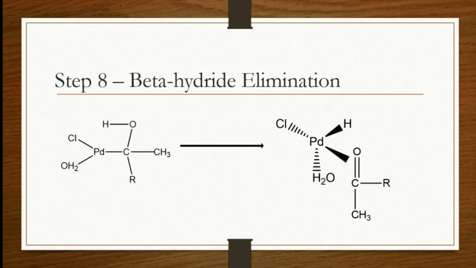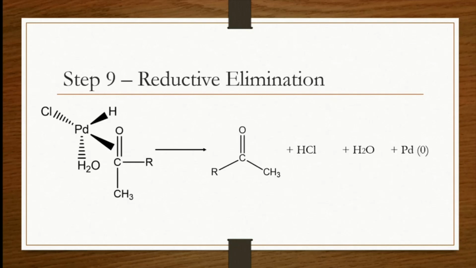The hydride on the beta position will move over to the palladium and the other bond will move up and make a double bond. The final product, hydrogen, will attach again to palladium and palladium coordinating to the double bond between the carbon and oxygen. Next is step 9, which is reductive elimination.